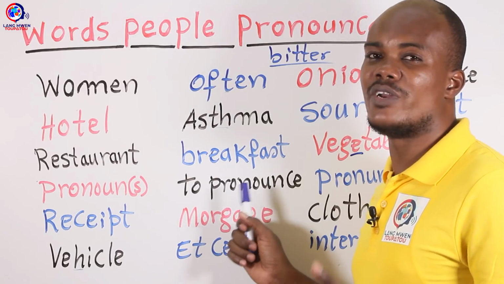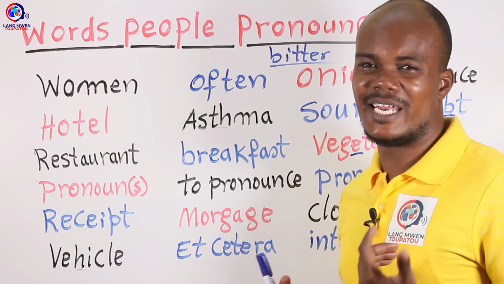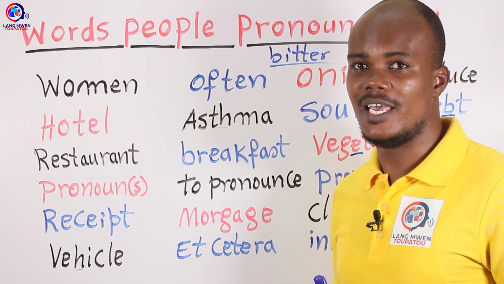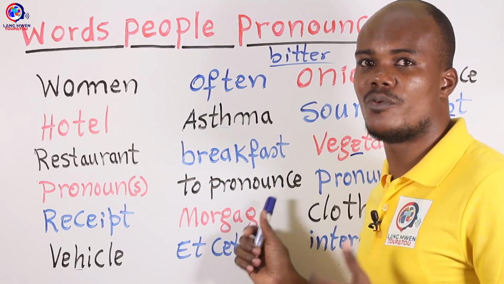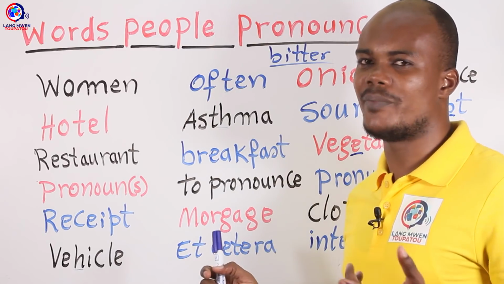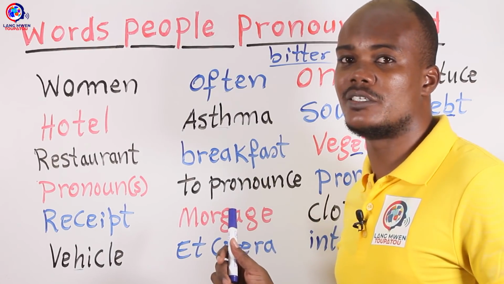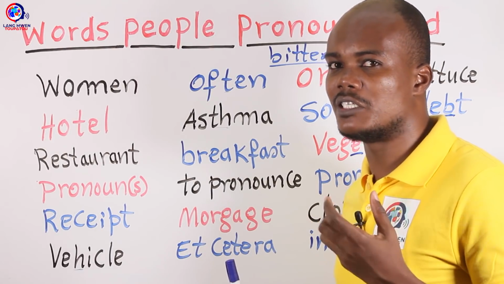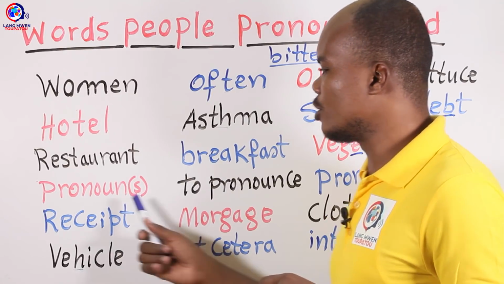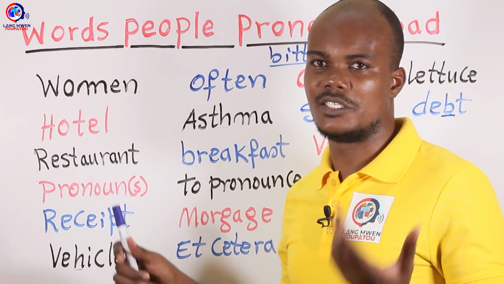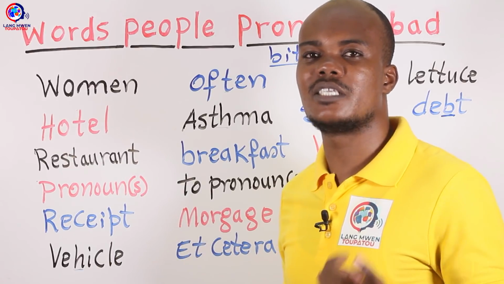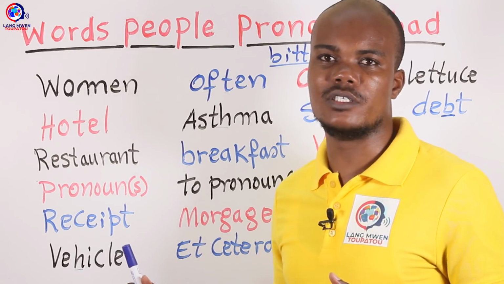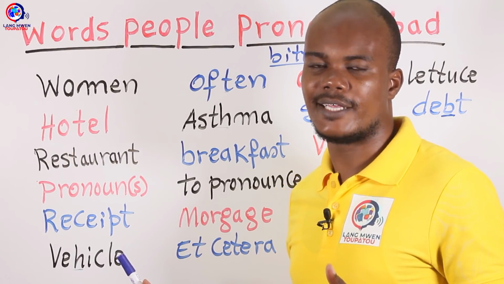I say pronounce. Who wants to pronounce the word? You say pronounce. And remember, at the end of this word, you listen to the sound s. Pronounce. In this word, when you say pronoun, the singular, for the plural, you listen to the z sound. You say pronouns. I think you understand.